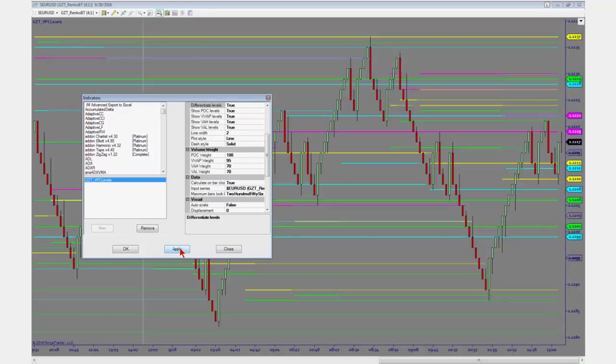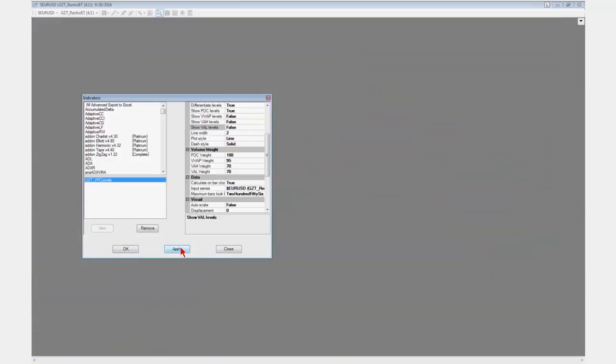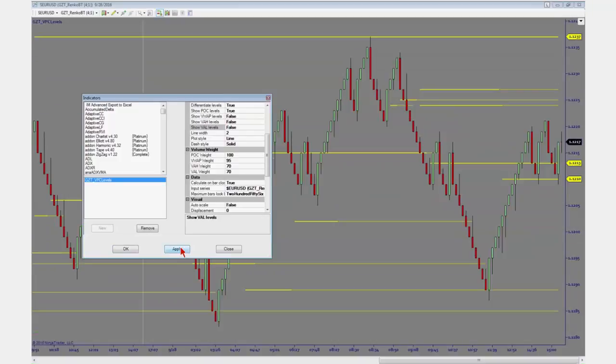I got a myriad of lines. I can't trade this. But now I say, okay, my interest lies in point of control lines. I don't believe that value area highs and value area lows are that important. I just want to see the relevant points of control. Why? Point of control is where most of the transactions took place in the past. So I click apply. And now I see the levels based on points of control, which were dynamically plotted.